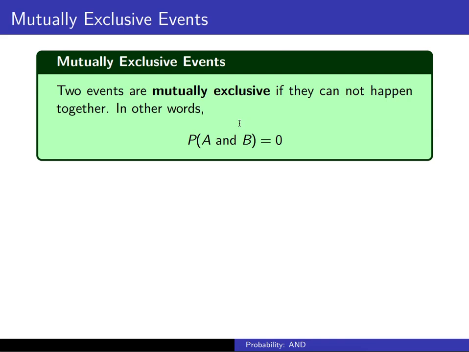Finally, we're going to conclude by talking about what are known as mutually exclusive events. And mutually exclusive events are two events that cannot happen together. So in other words, the probability of event A and B occurring, if they're mutually exclusive, is 0. There is no chance that the two can happen together.